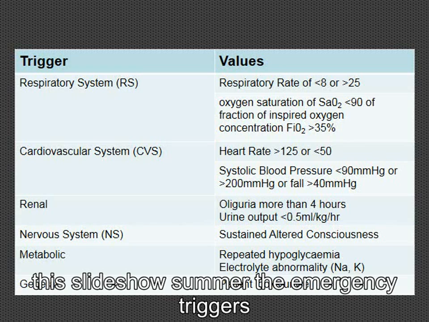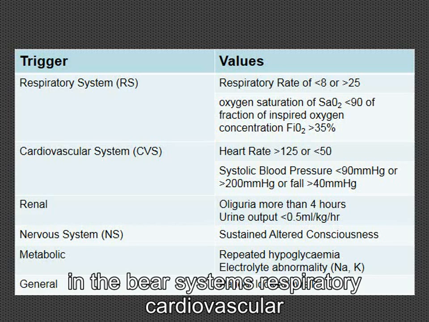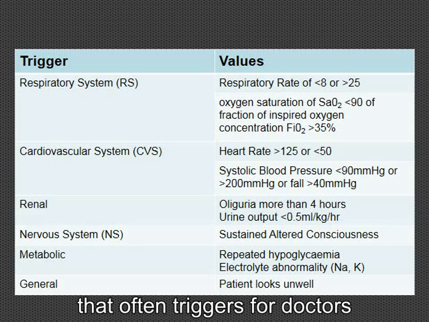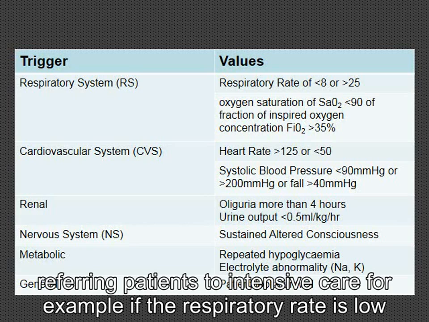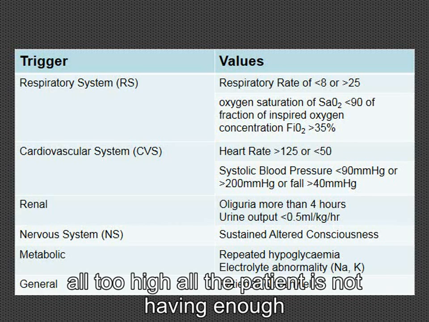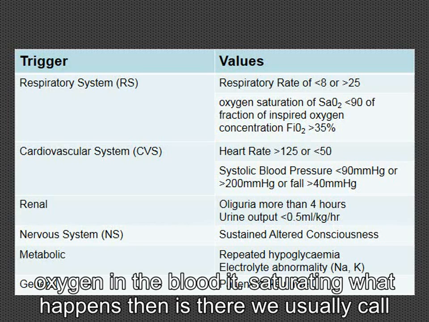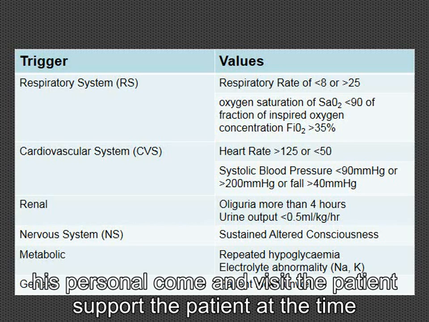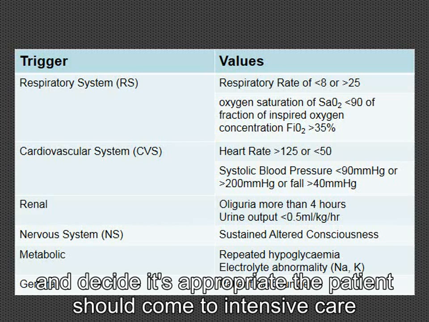This slide shows some of the emergency triggers in the various systems: respiratory, cardiovascular, renal, nervous, metabolic and general, that are often triggers for doctors referring patients to intensive care. For example, if the respiratory rate is low or too high, or the patient is not having enough oxygen in their blood, i.e. desaturating, they will usually call an outreach nurse or call the intensive care itself, whose personnel will come and visit the patient, support the patient at that time, and then decide if it's appropriate the patient should come to intensive care.